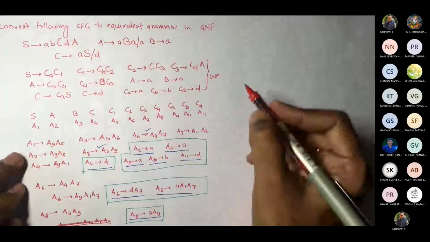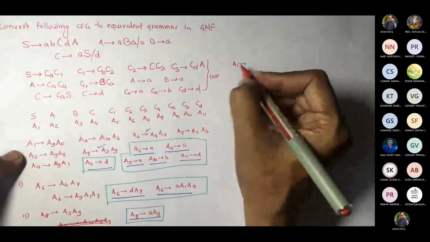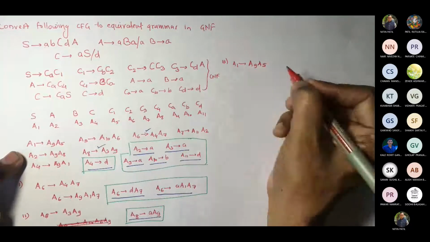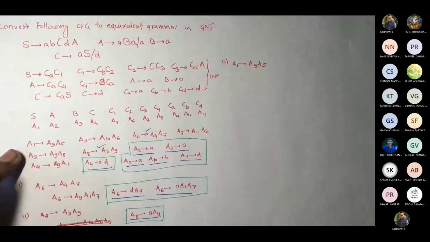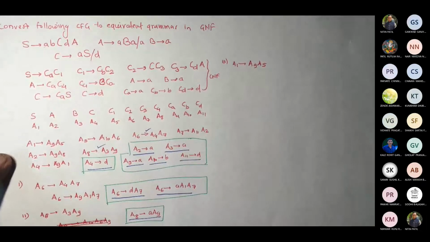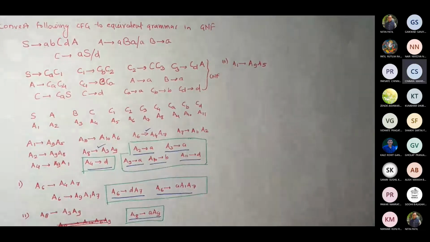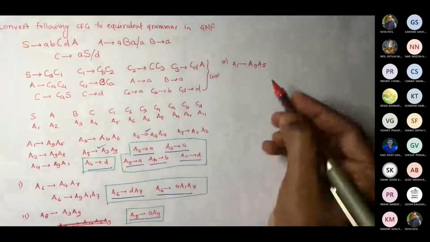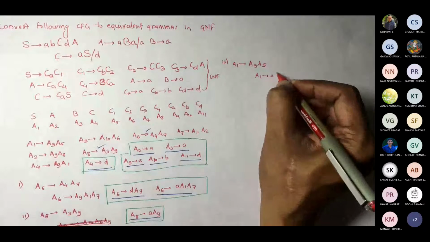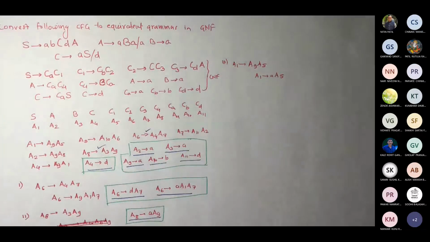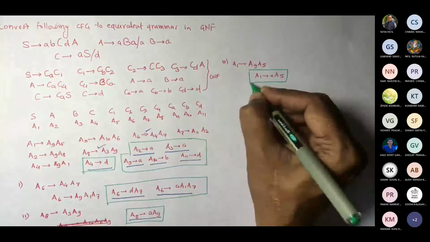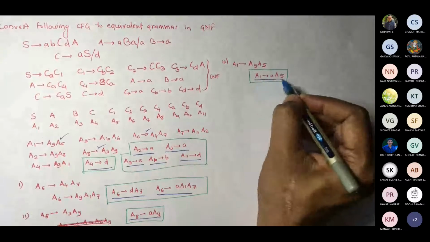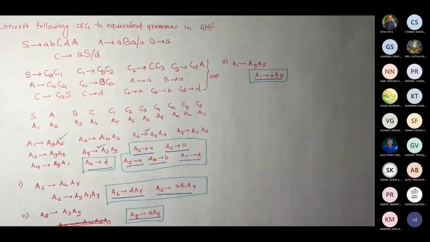Okay, so let me pick one by one. I will pick A1. So I will write 3. A1 gives A9, A5. What is A9? A9 is having one value, it is A. So we get A1 gives A, A5, correct? So this is done. We are done with this A9, A5. Fine. Okay, next one, fourth.